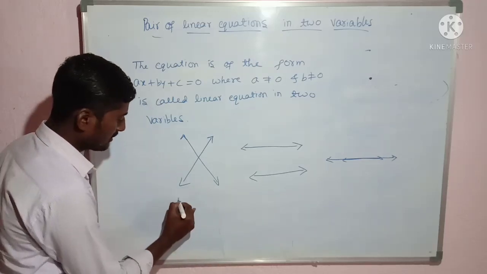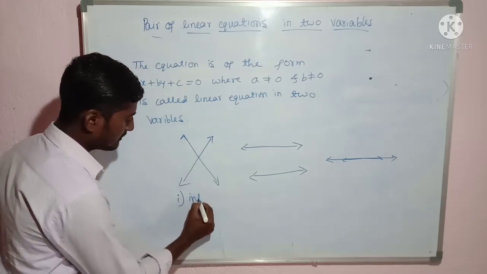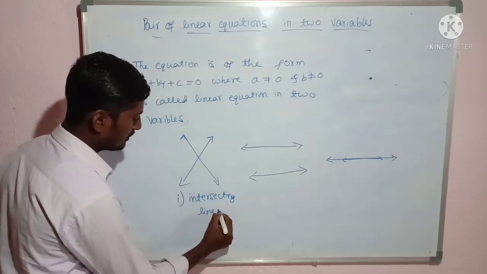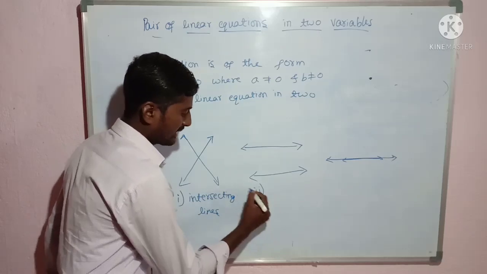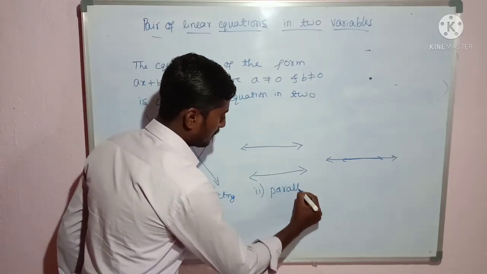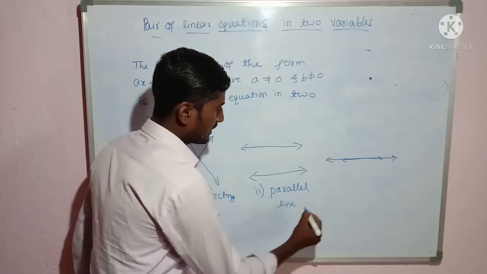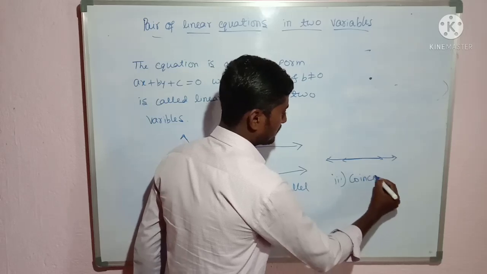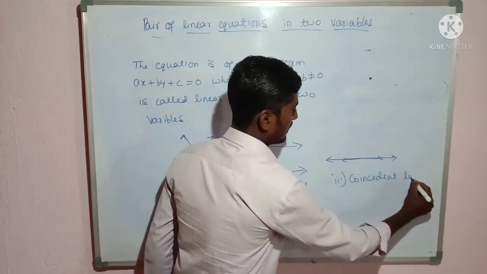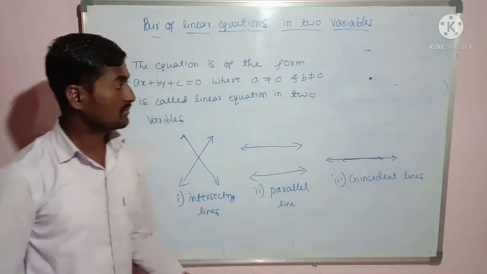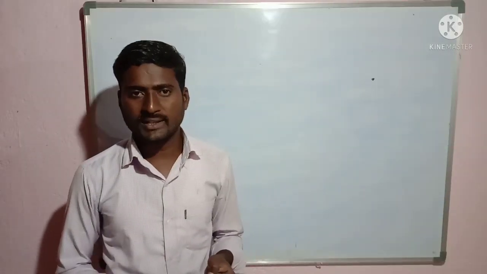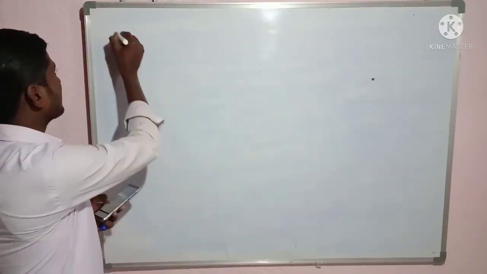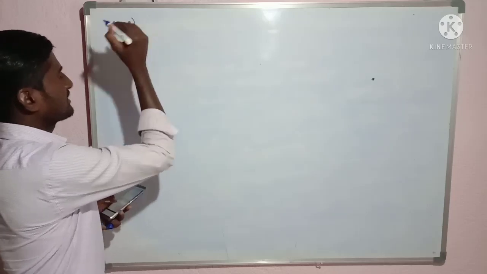First, you take this as intersecting lines. Here parallel lines. Second diagram, it is parallel lines. Here it is coincident lines. Coincident lines. Okay. You write this. Let us discuss one example. I will take example number 3 from the textbook. Example number 3 it is. Okay. Let us discuss an example.